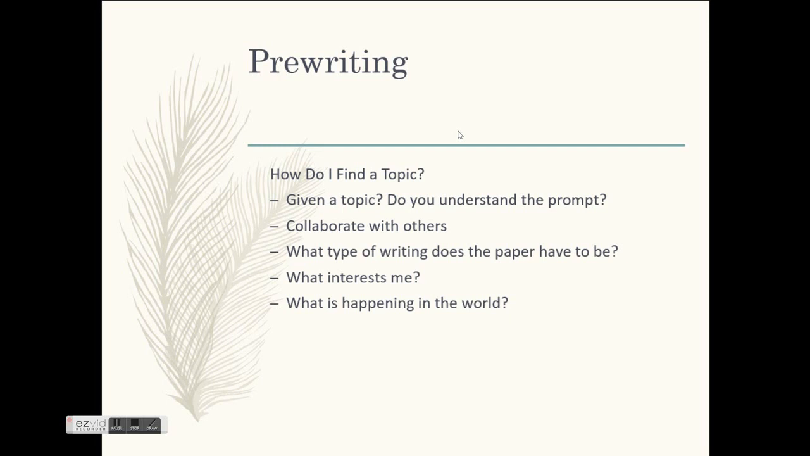Maybe ask other people, what are you writing about? Do you have any ideas? Even family members are good people to bounce ideas off of. So if you need help, always look to other people. Sometimes they can give you some good ideas. Also, what type of writing does this have to be? You know, a narrative lends itself to a certain type of writing or to a certain topic that you may want to use.